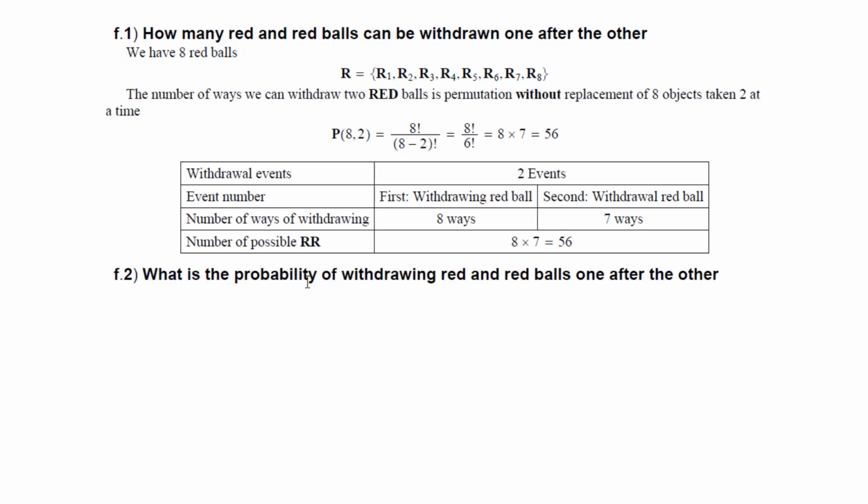So now what is the probability of withdrawing red and red objects one after the other? We divide 56 over 380 and we get 0.14. So for every 100 experiments of withdrawal, we are going to get approximately 14 red and red withdrawals.